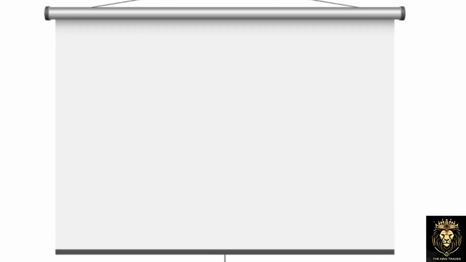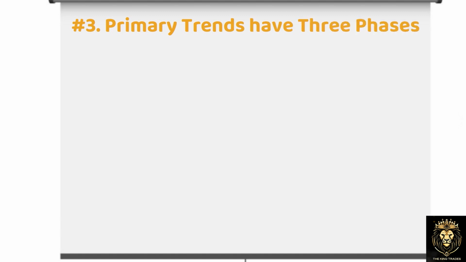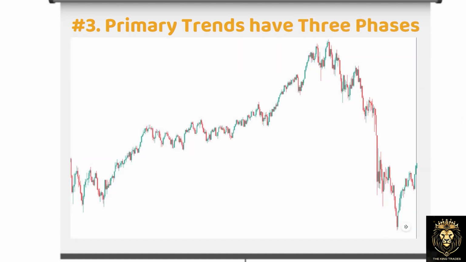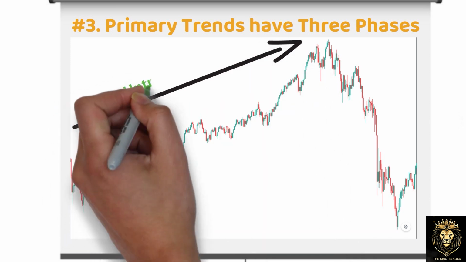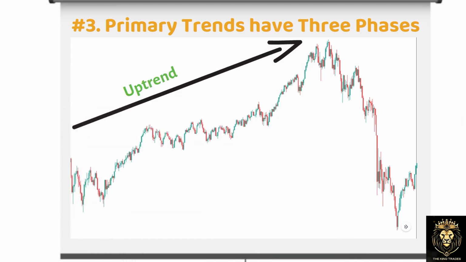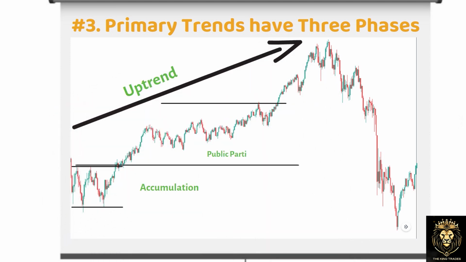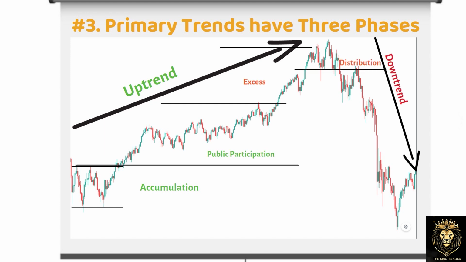The third tenet of Dow Theory states that the primary trends have 3 phases. The primary market trends go through 3 phases before they reverse. In an uptrend, the markets see an accumulation phase, a public participation phase, and an excess phase. In the downtrend, the markets see a distribution phase, a public participation phase, and a despair phase.